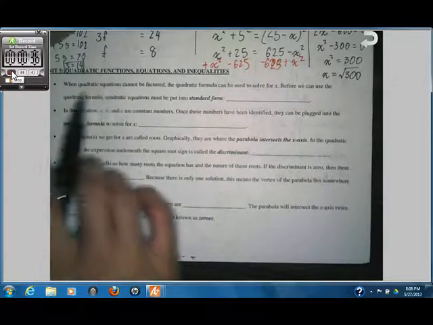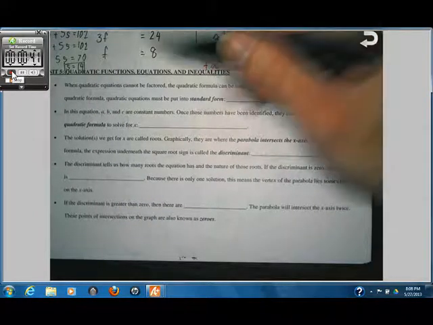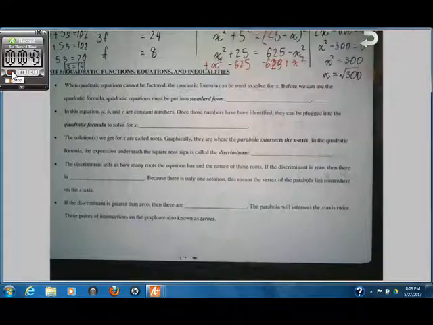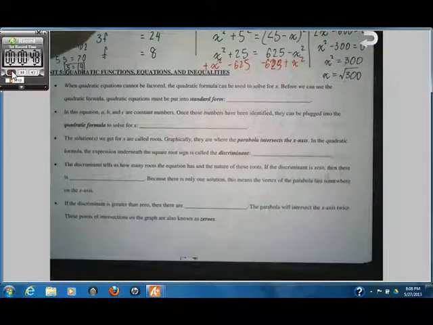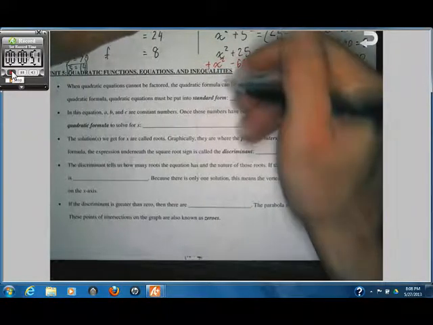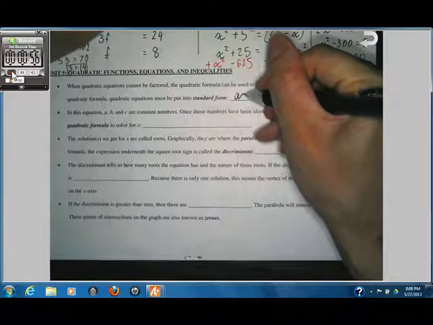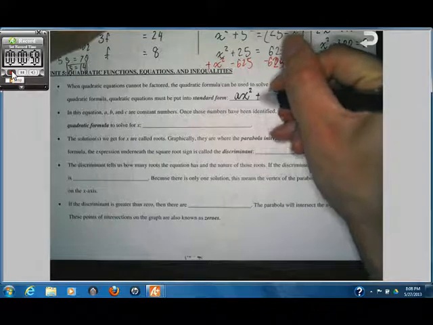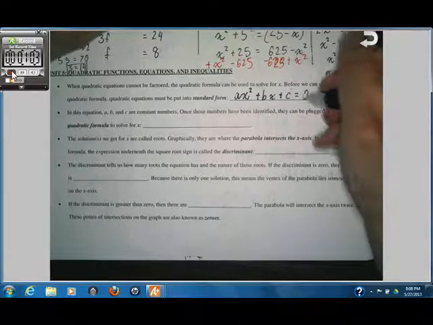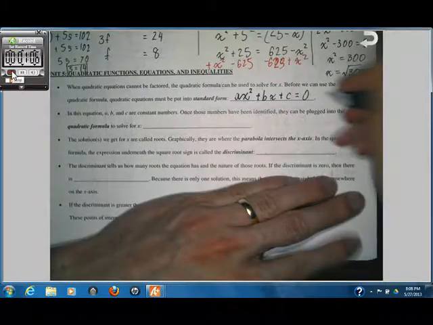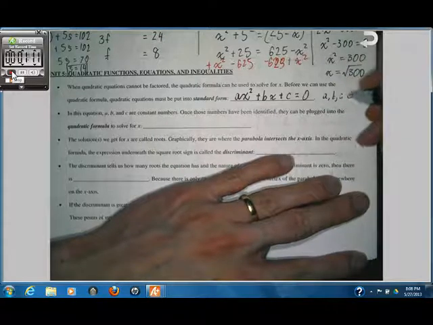When quadratic equations cannot be factored, the quadratic formula can be used to solve for x. But before we can use the quadratic formula, quadratic equations must be put into standard form. What is standard form? That's actually general form, and that's ax squared plus bx plus c is equal to 0, or you might have it as equal to y. And again, a, b, c are going to be known real numbers.